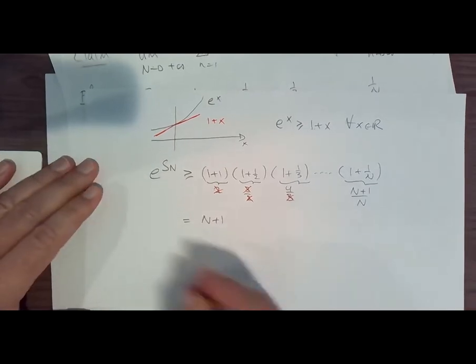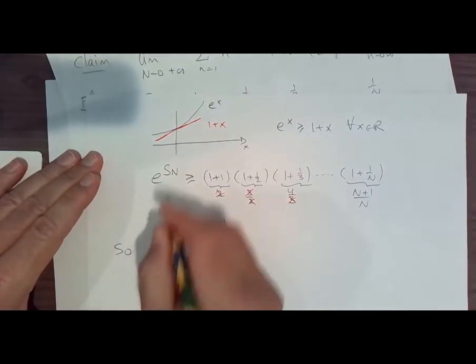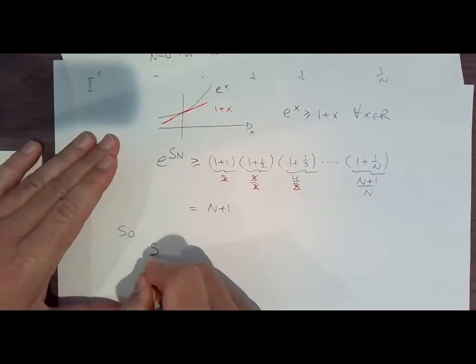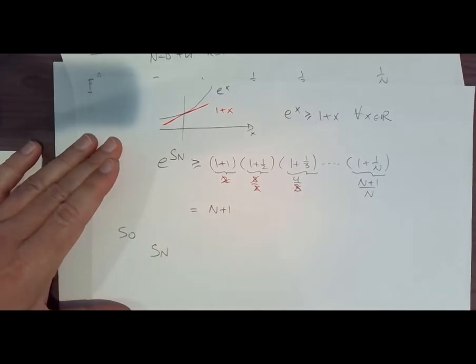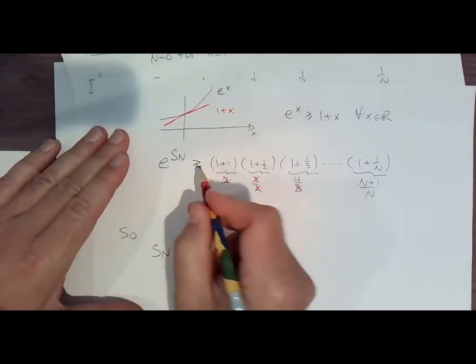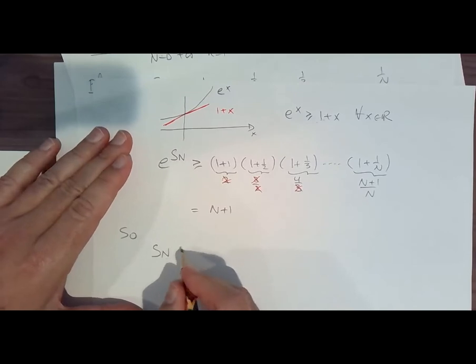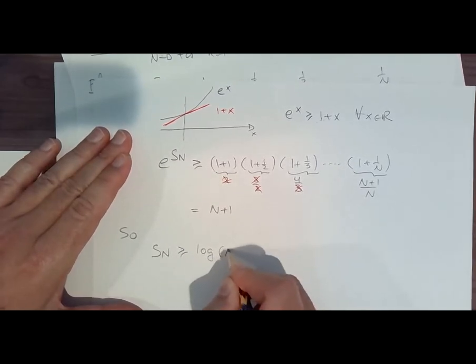Okay, so then what I do is I apply log to get Sn back. So Sn, like log is an increasing function, so I'll apply log. I'm not going to disturb the inequality. I'm going to get that Sn is bigger than log of n plus 1.